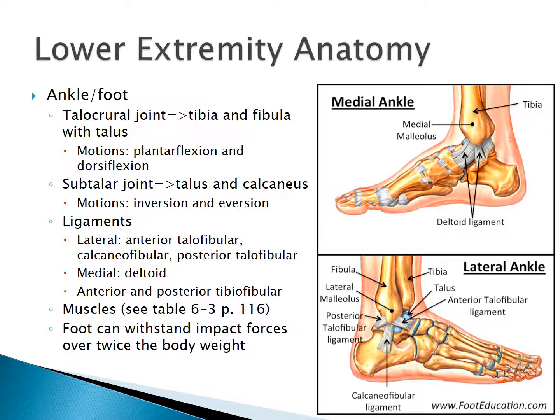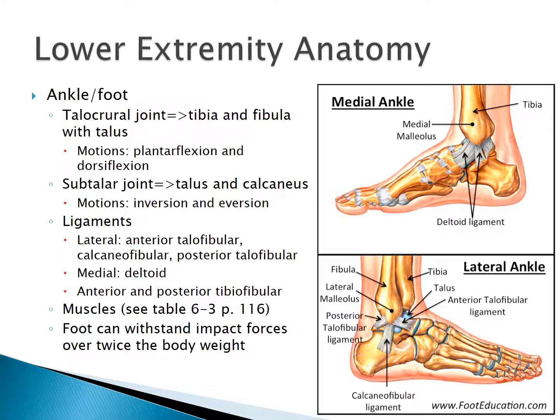Ligaments that provide support to the ankle joint are found on all sides of the articulation. The medial side of the ankle is much more stable in comparison to the lateral aspect. The deltoid ligament is a broad triangular-shaped ligament that supports the medial ankle. The lateral ankle ligaments include the anterior talofibular, calcaneofibular, and posterior talofibular ligaments.